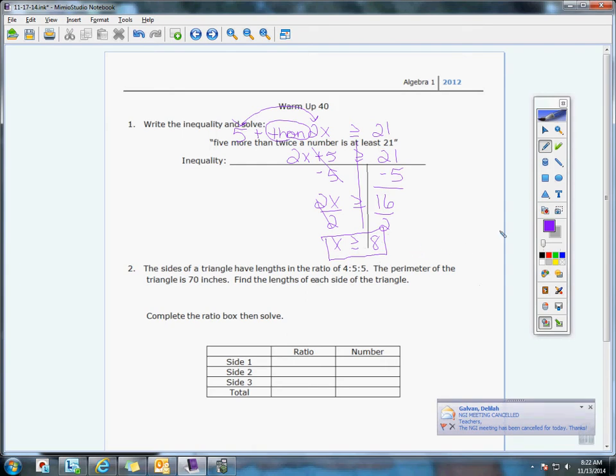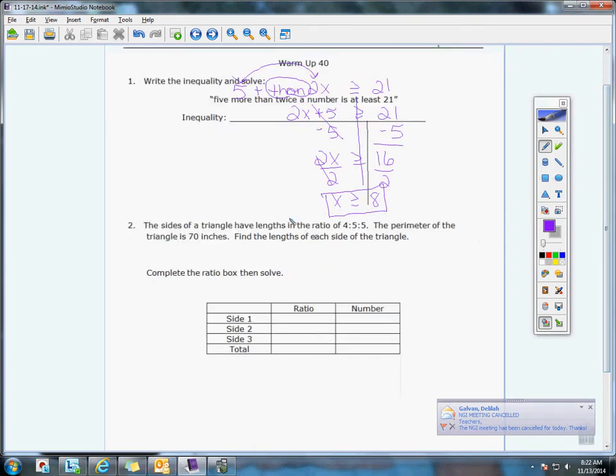And then number 2, it says the sides of a triangle have lengths in the ratio of 4 to 5 to 5. The perimeter of the triangle is 70 inches. Find the lengths of each side of the triangle. Complete the ratio box, then solve. So this is the same thing as when we have our x's and our numbers and our total sum.